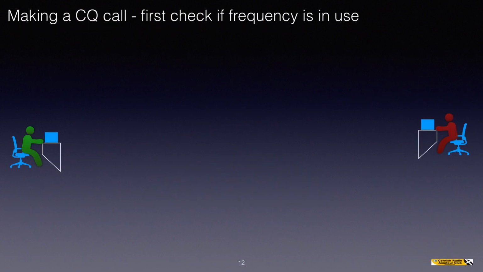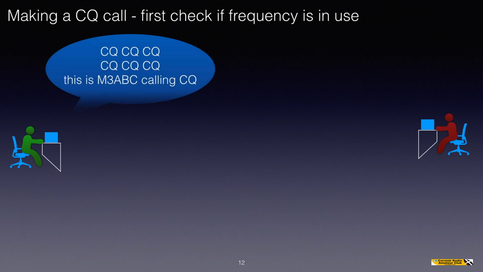So when you have checked, so first check whether the frequency is in use. If it is not, make a CQ call. And a CQ call may be something like this. And you'll find that I've taken this directly from Foundation Licence Now from the RSGB. So the station on the left would say CQ, CQ, CQ, CQ, CQ, CQ. This is Mike 3 Alpha Bravo Charlie calling CQ.